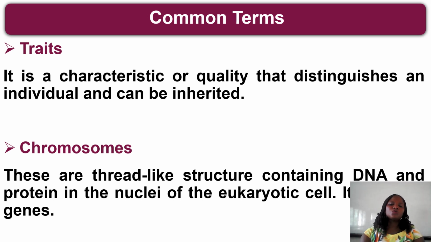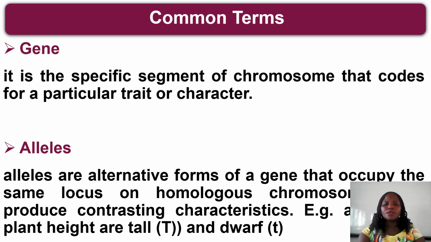Now, let's look at chromosomes. When we talk about chromosomes, we can say that they are thread-like structures containing DNA and protein in the nucleus of the eukaryotic cells. Now, these chromosomes also contain genes that are transmitted to offspring. Now, let's look at genes. What are genes? A gene is a specific segment of a chromosome that codes for a particular trait or character. Then alleles. What are alleles?